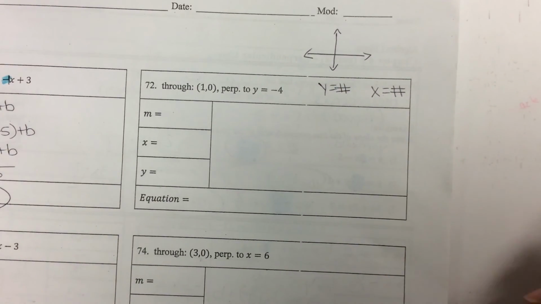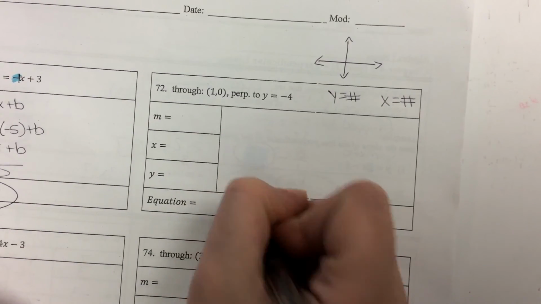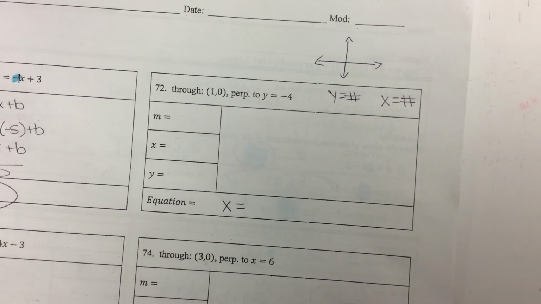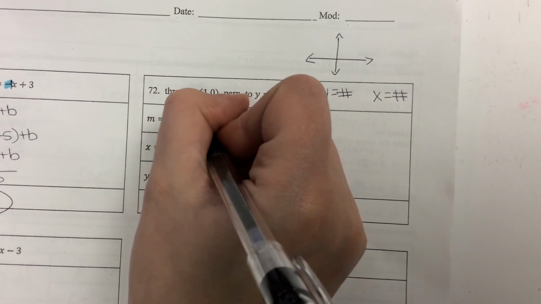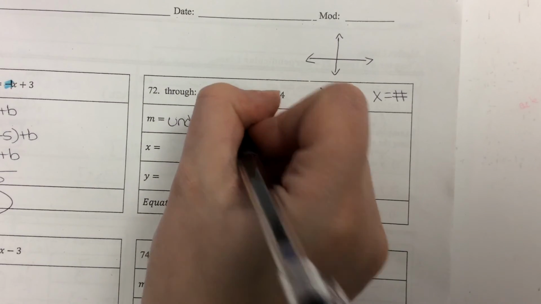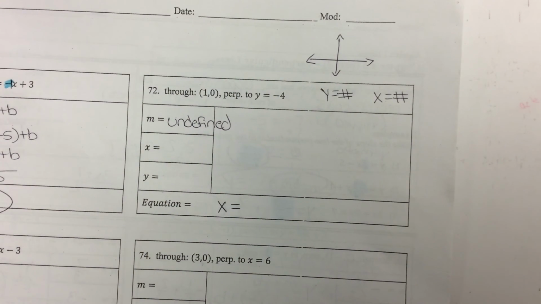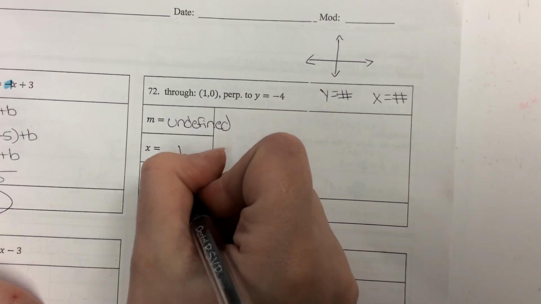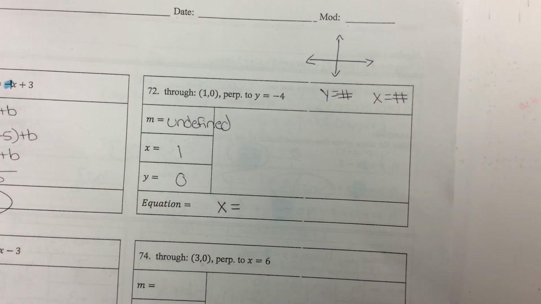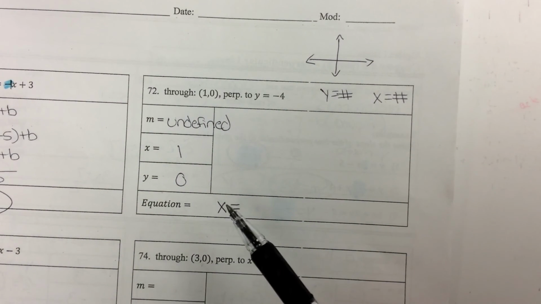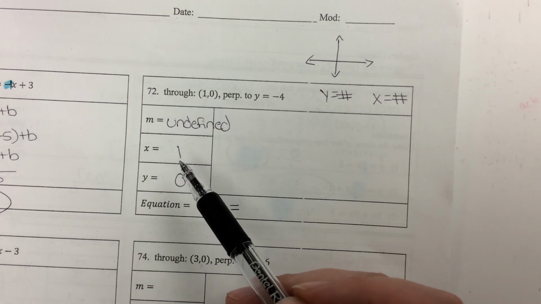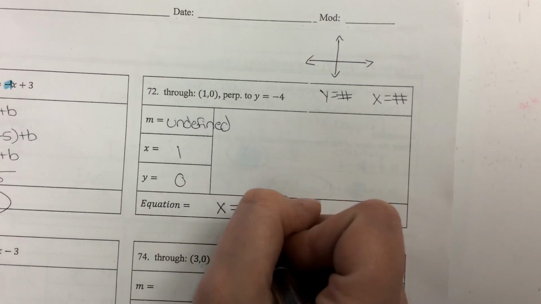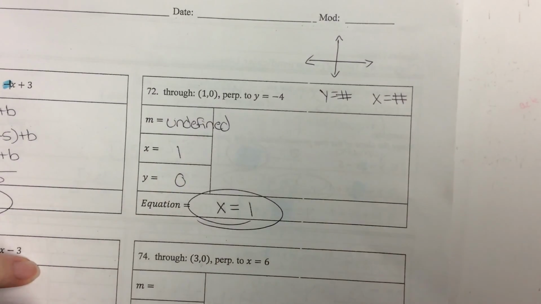So basically, we need an equation that is x equals a number, but we need to figure out what that number is. So real quick here, slope is going to be undefined. Okay, remember vertical lines have an undefined slope. Your x is 1 and your y is 0. So our equation is going to be that this vertical line goes through x at 1. Okay, so x equals 1 is our equation for this line.